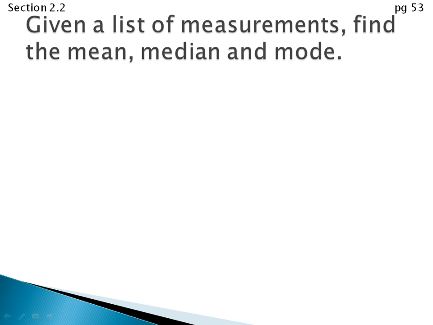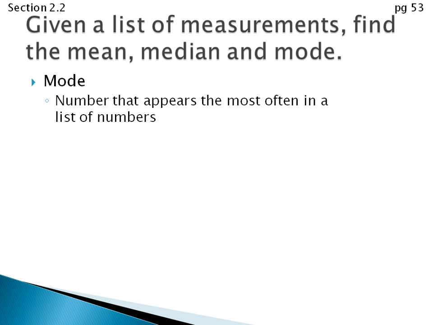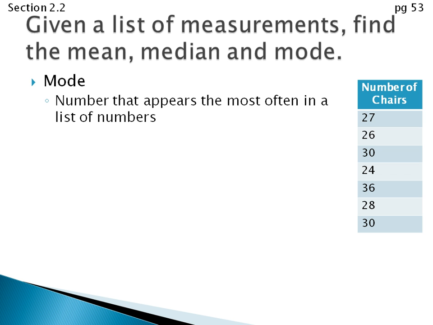The last of the multiple choice things is looking at the mode. Mode is just referring to the number that appears the most often in a list of numbers. And this one's pretty easy to figure out. You look at the list of numbers, you figure out which one occurs most often, and you write it down. In this case, it's 30.